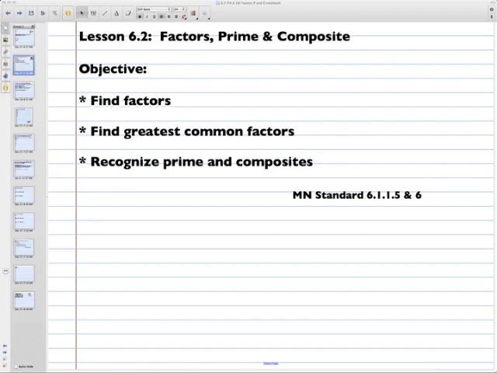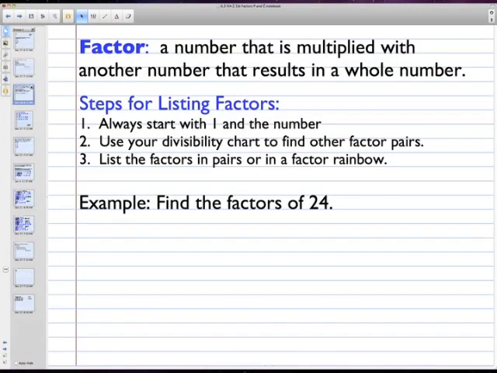Tonight's lesson 6.2 is on factors, prime, and composites. Our objectives are find factors, find the greatest common factors, and recognize prime and composites. I'd like you to enter factor into your key notes section of your notebook.